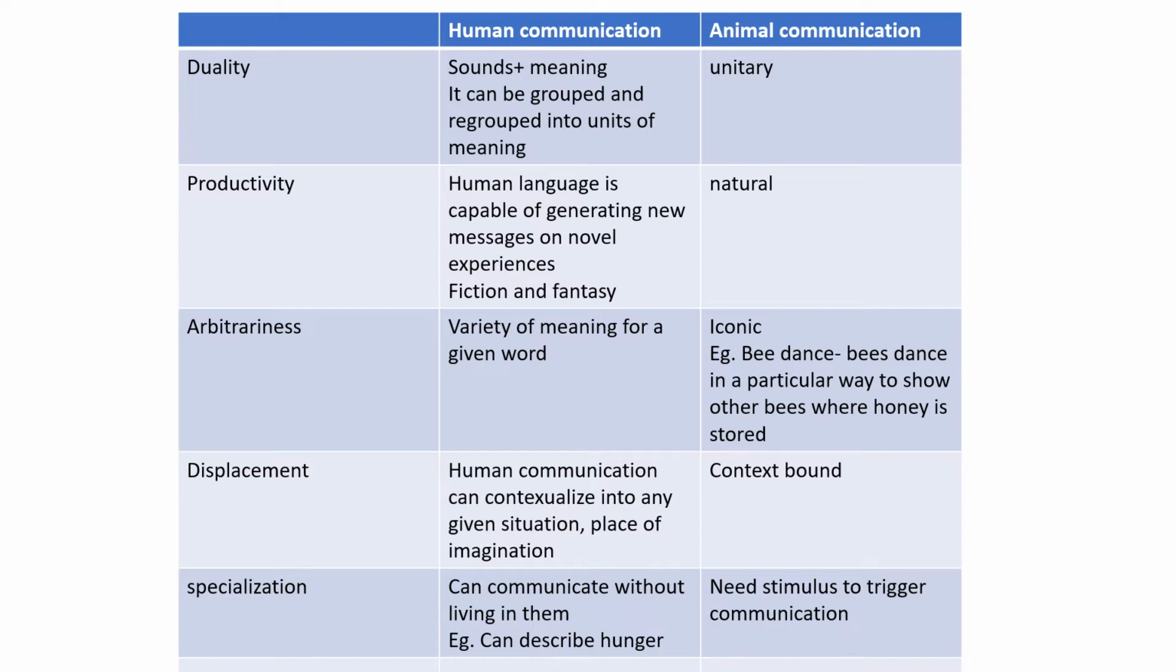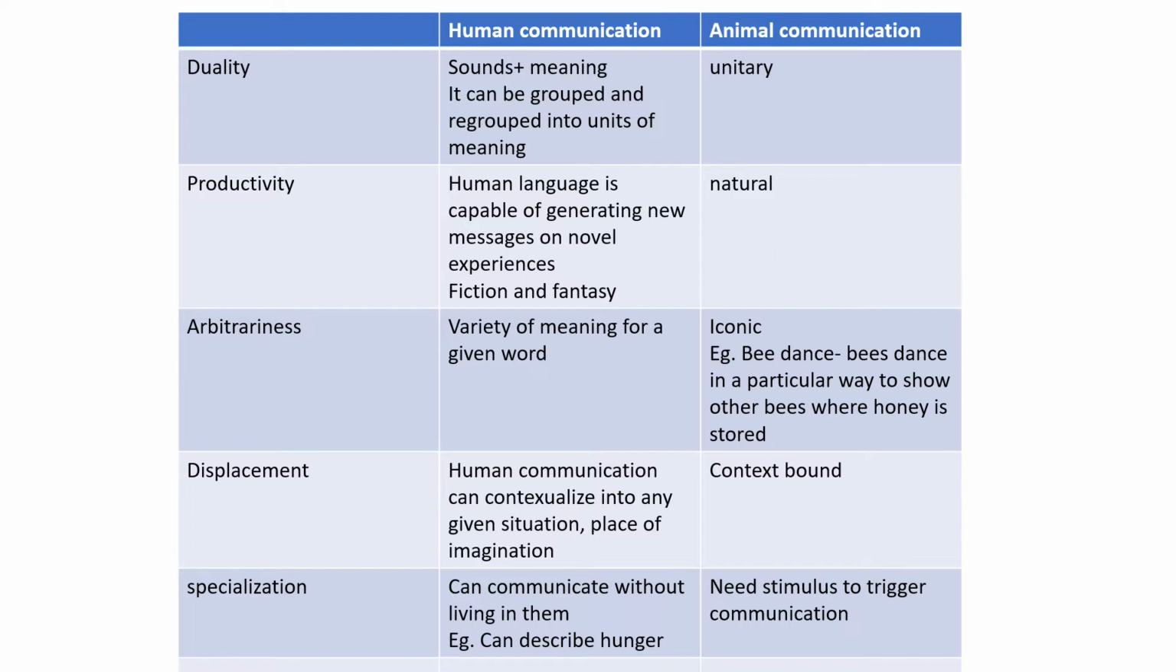Coming to displacement. Displacement means removing from one place, displacing it from one place. Human communication can contextualize into any given situation or place of imagination. Maybe I am sitting in India and I can talk to you about Australia, or about Europe. I might be sitting here, experiencing something, but I might be capable of telling you many different things, for example hunger. Or let us think about Thomas More, who has written about Utopia. Utopia is a place that exists nowhere. Sitting on this earth, we might be talking or writing about other planets. That is how human communication is.